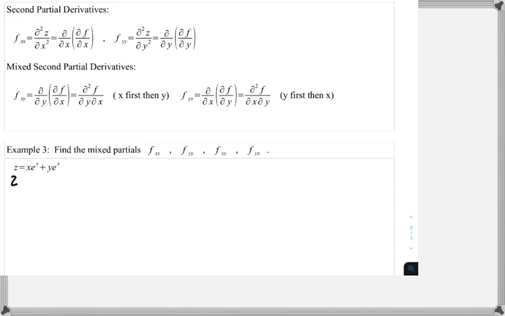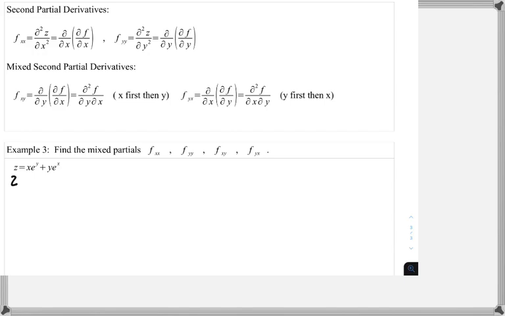Then we have the mixed partials, so the partial derivative with respect to x first, then with respect to y would be d dy of df dx, which would be d squared f over dy dx. X first and then y when you're talking about which one do you take the derivative with first. It's going to be x and then y, and then f with subscript yx. You're going to take the partial derivative with respect to y first and then take the partial derivative with respect to x. So d dx of df dy is equal to d squared f over dx dy.